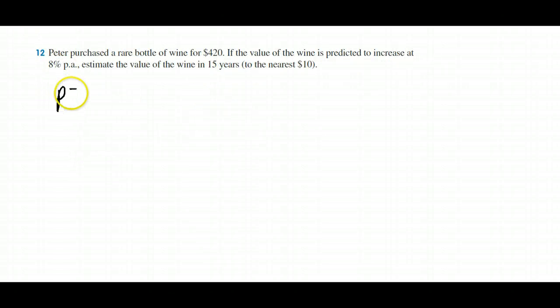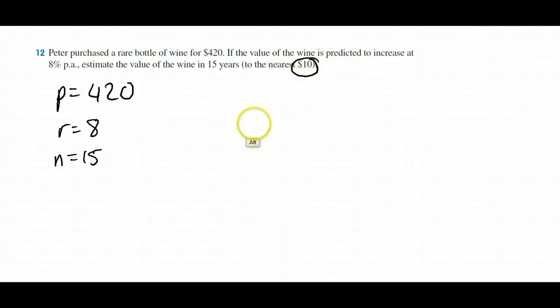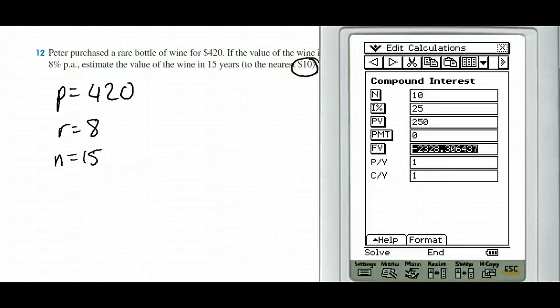Okay, in question 12 we've got a principal of 420. If the value of the wine is predicted to increase at 8% per annum, so R is 8, estimate the value of the wine in 15 years, so N is 15, and we need to have our answer to the nearest $10. So N is 15, R is 8, and $420 is the principal. 13.32 to the nearest $10, it's going to be 13.30.